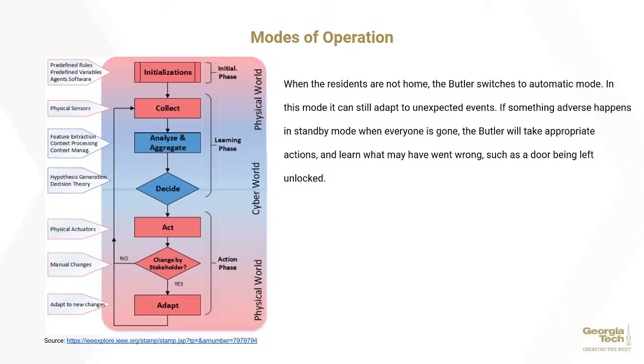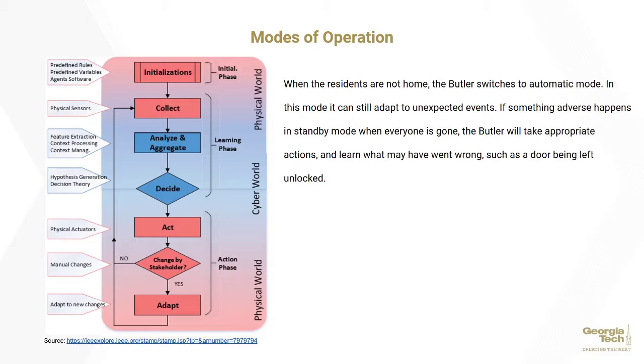So let's look at the picture to the left, which describes a more abstract view of the modes of operation from a more compartmentalized 5C architecture type of view. So we start at system initialization, where it grabs its predefined rules, variables, and basically its state from the last time it was operating. It then collects information from the physical sensors, followed by analyzing and aggregating data. Then it decides. It creates a hypothesis on what should be done next based on the current situation.